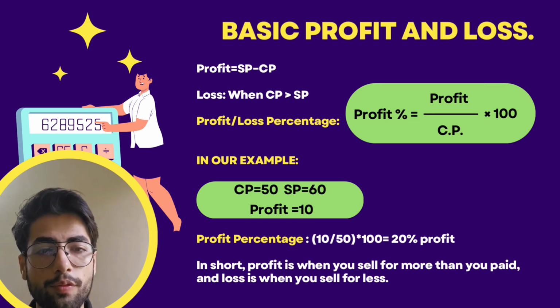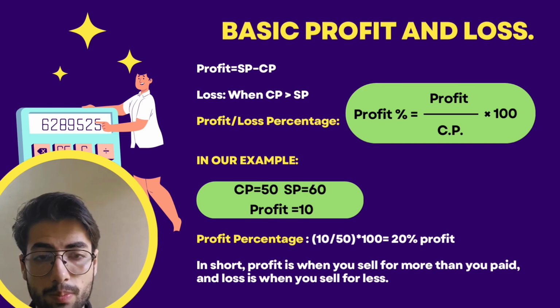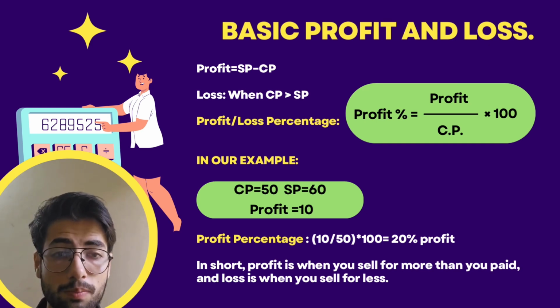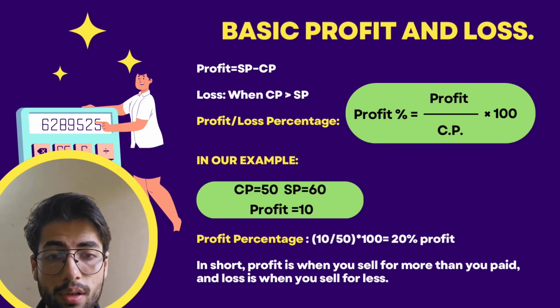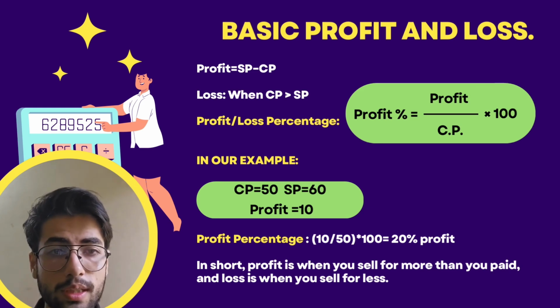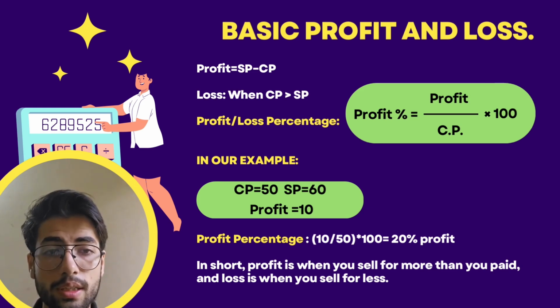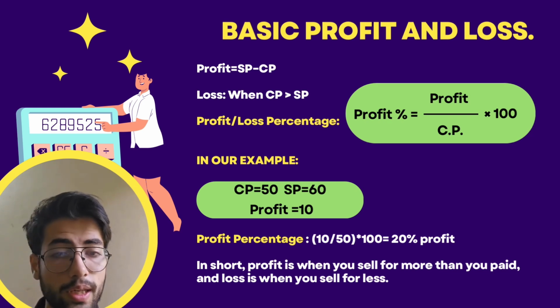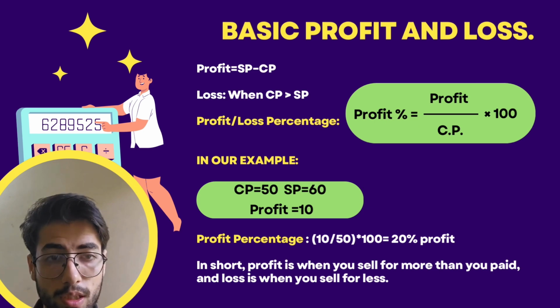Now if the CP was greater than the SP, then the formula would have been: loss is equal to CP minus SP, where the cost price would have been greater than the selling price, and to calculate the loss percentage, the formula would have been loss upon CP into 100. Now the summary of this example is: profit is when SP is greater than CP, and it is calculated as SP minus CP. Loss is when CP is greater than SP. It is calculated as CP minus SP.